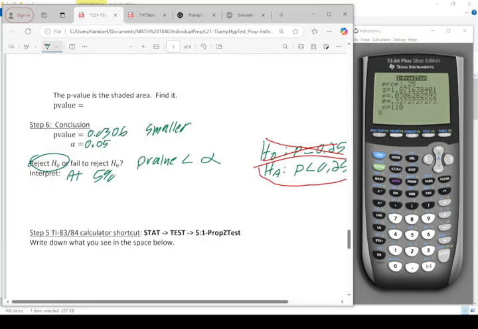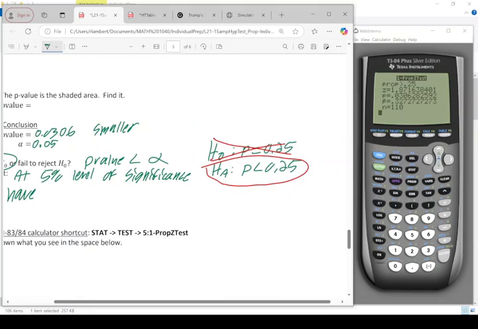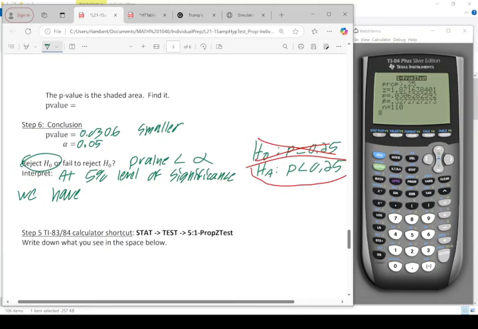Let's go back. At 5%, we have pretty strong evidence that the alternative is true.